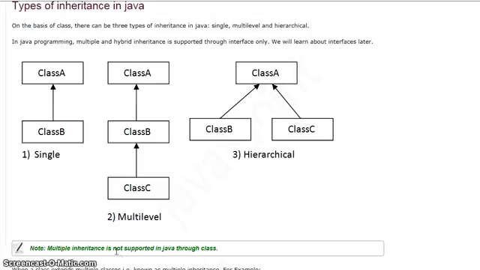Note here, it does say multiple inheritance is not supported through the class structure in Java. So hopefully this will help you if you see a question on the AP exam asking if there's single inheritance. Yes. If there's a hierarchical relationship, potentially. If there are multiple children, yes. Multi-level is allowed as well. So those are terms you may see on the AP exam.